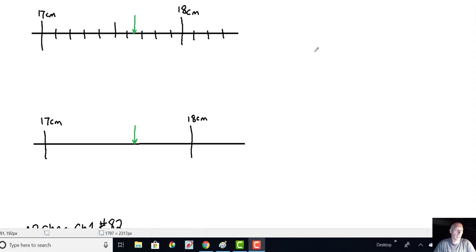So when we do calculations, we can only list our final answer with the number of significant figures for the least precise instrument that we used, or the least precise measurement. That's the basic rule with significant figures.